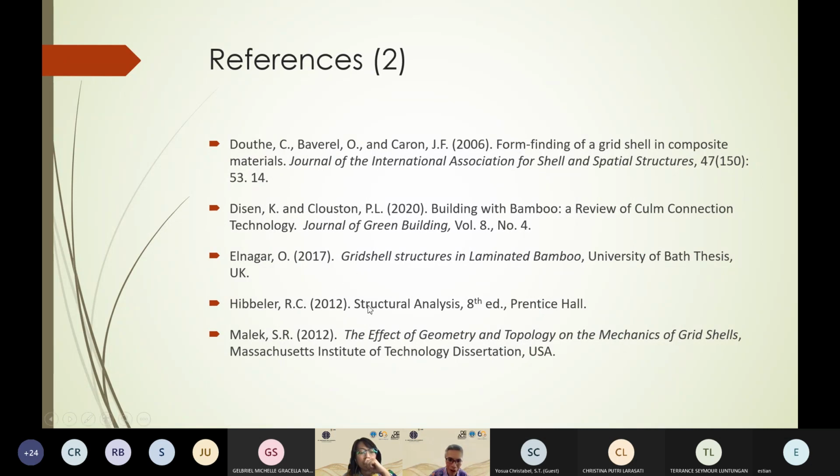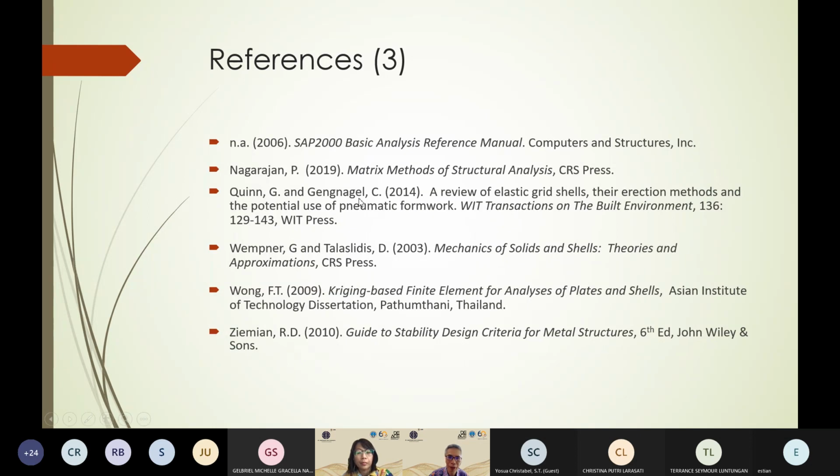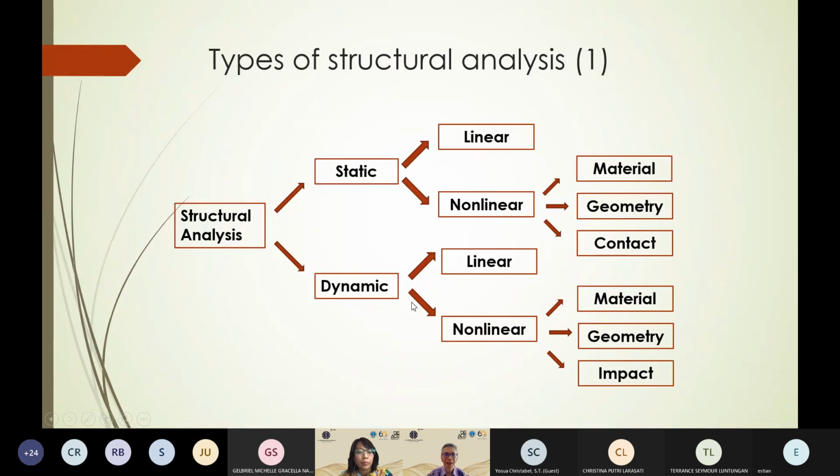This is the structural analysis book, including a dissertation I used to develop these slides. This is the software that I usually use, SAP 2000. This is from my dissertation as well, okay?